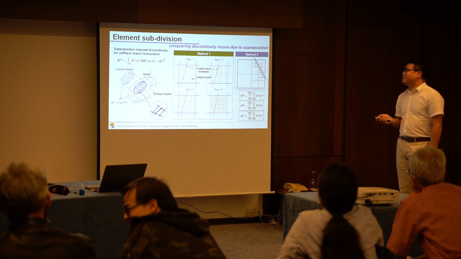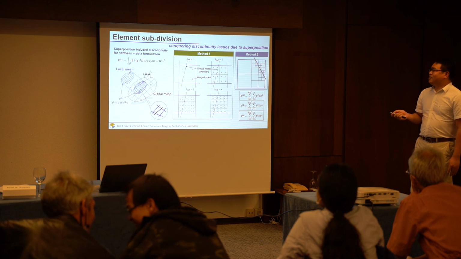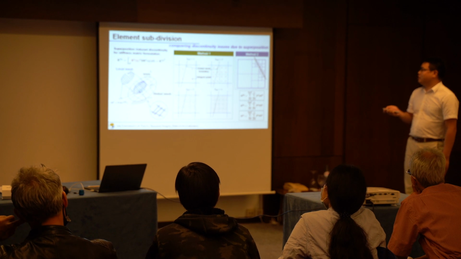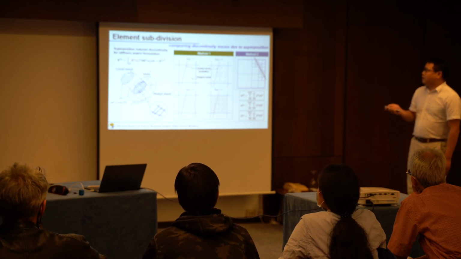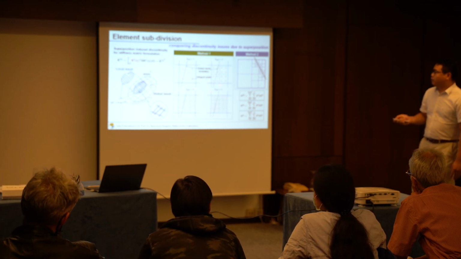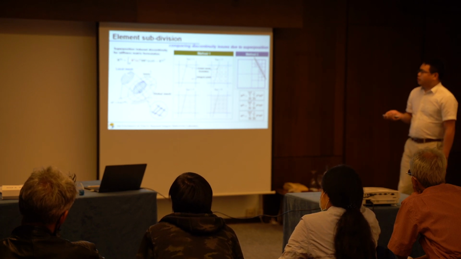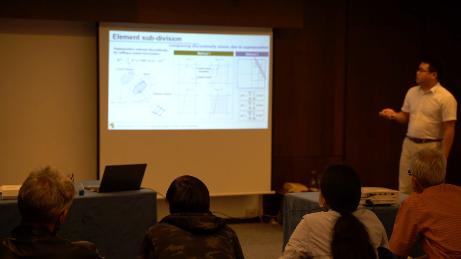If this parameter equals 1, this is the original element. If this parameter equals 2, we divide this element evenly in each direction. And if this parameter equals 3 and 4, we prove that when the parameter is larger than 8, we can accurately obtain the stiffness matrix.